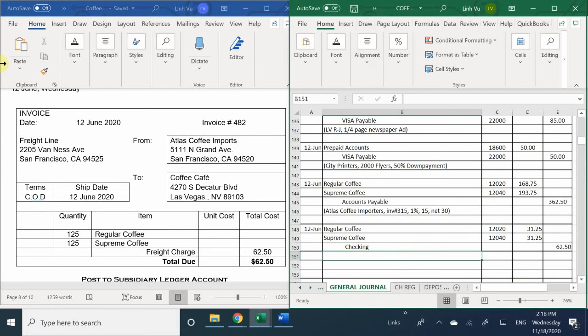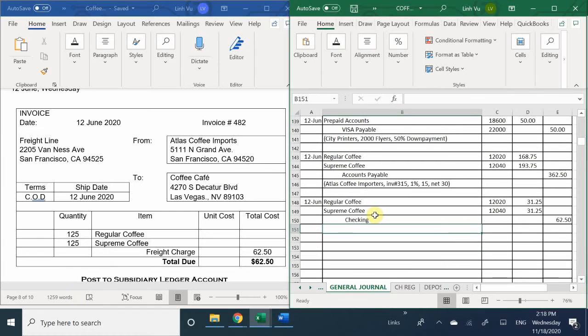Okay, so let's go ahead. And my checking account. Oh, I didn't even fill in accounts payable. So my accounts payable account is 20,000 and my checking is 10,100. Right? So now we look at this information.